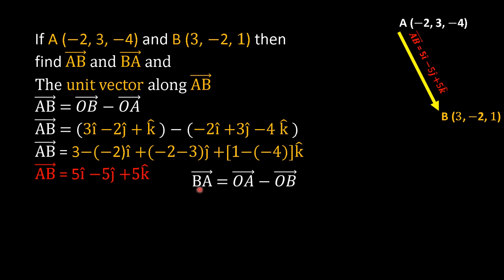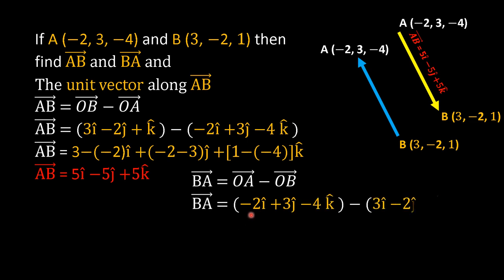Now BA bar will be OA bar minus OB bar. This vector OA bar will be minus 2 I cap plus 3 j cap minus 4 k cap from these coordinates, and OB bar will be 3 I cap minus 2 j cap plus k cap from these coordinates.